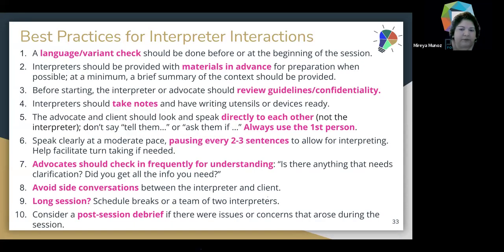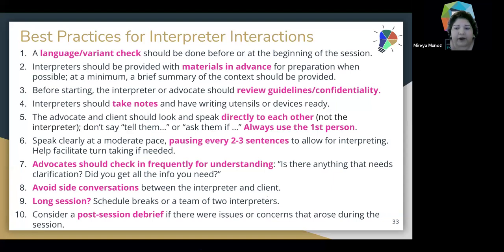So one of the things, just to wrap up my section here, is to start thinking about how do we interact with interpretation services, and how do we implement this to be able to support our communities moving forward. So if I am going to use an interpreter, where do I start? One is making that language or variant check. If I am going to meet with a client or a patient, even before I start the session, just talk about what language I will be needing if I am going to be meeting with a client.